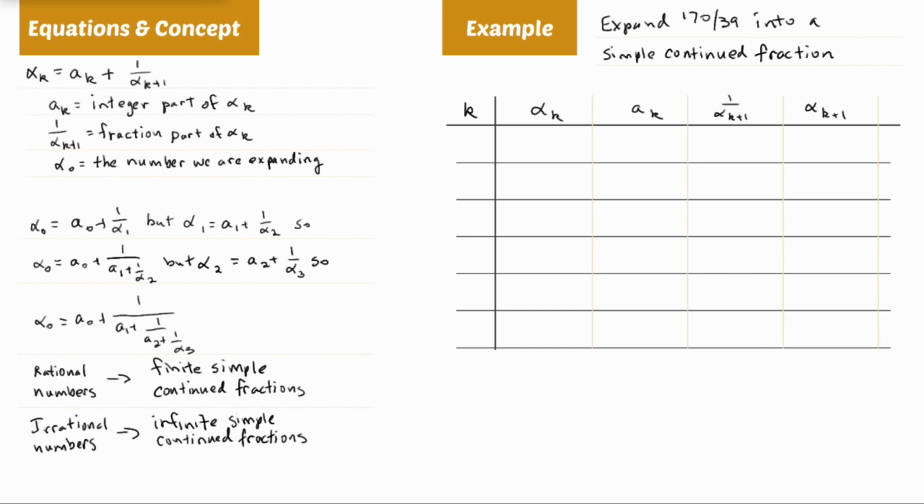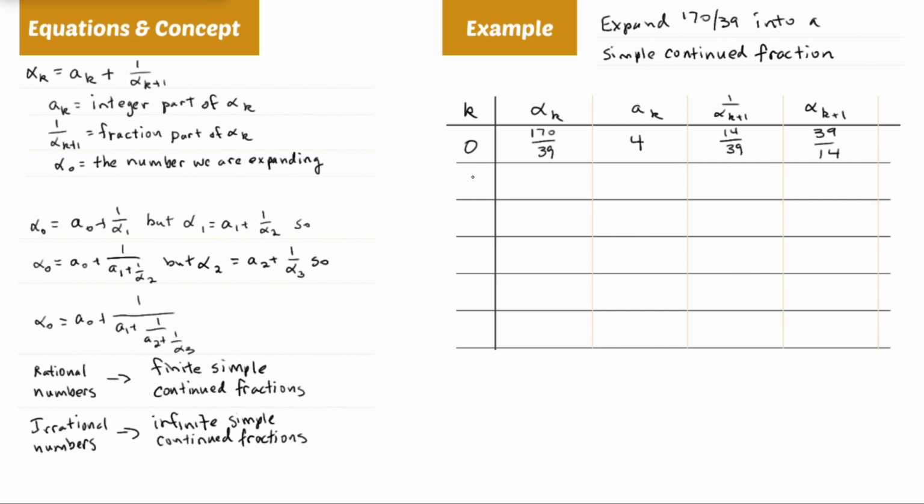Let's do the first row when k equals 0. Alpha 0 is the number we're expanding, 170 over 39. The largest integer that is less than or equal to 170 over 39 is 4. So a_0 is 4, and the remaining fraction is 14 over 39. If we take the reciprocal of that fraction, we get 39 over 14. That's alpha k plus 1, in this case alpha 1.